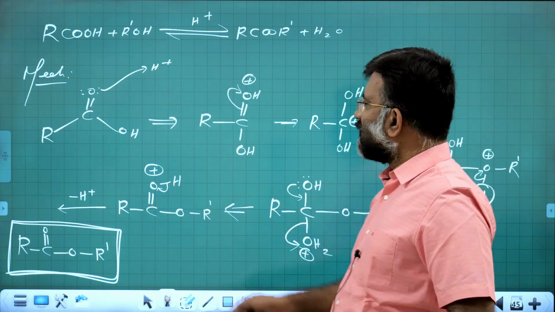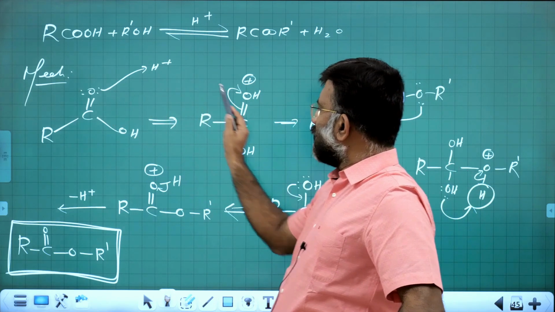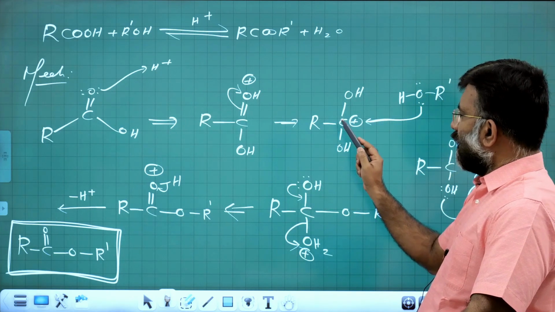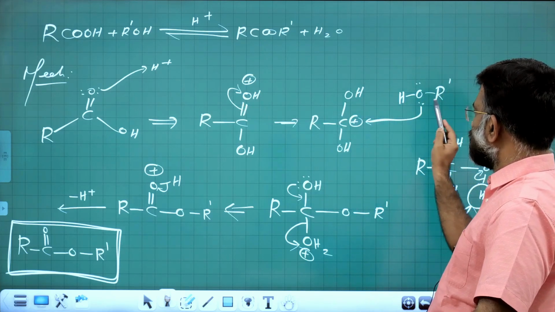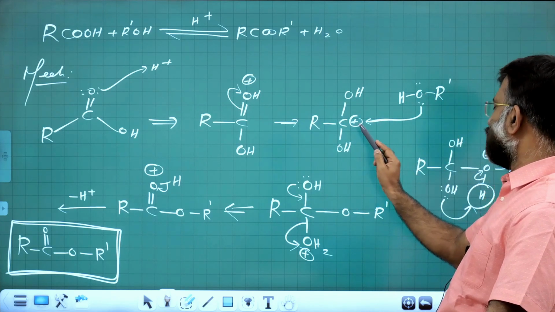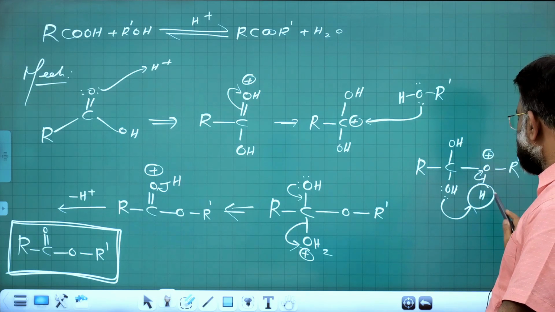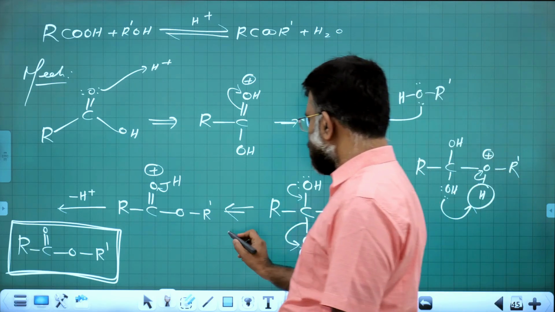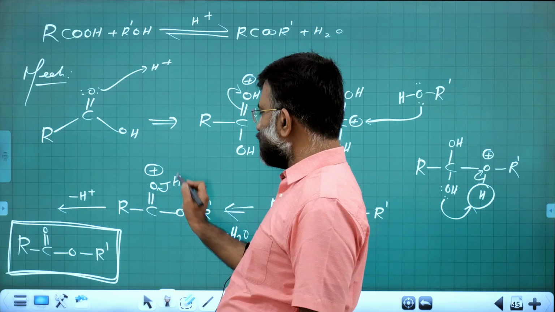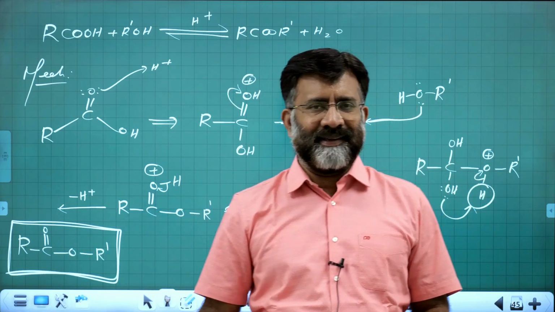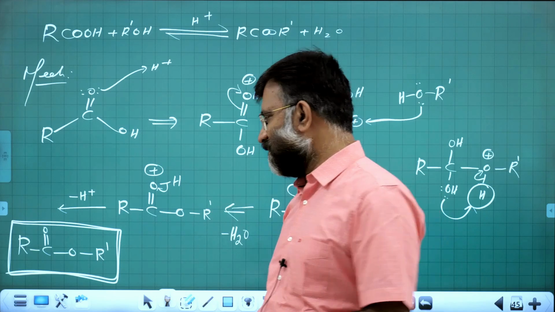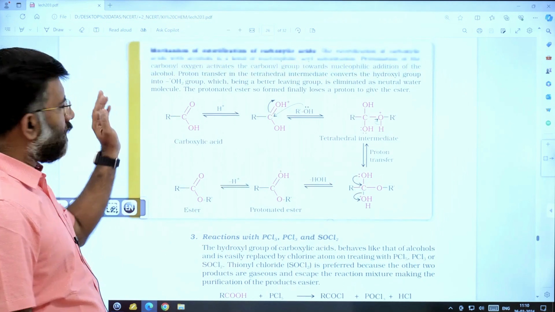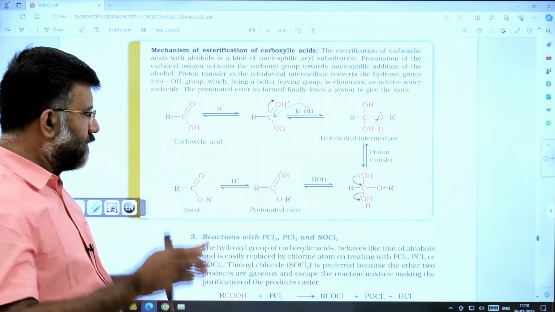I repeat: the carbonyl oxygen gets protonated, you get RC(=OH+)OH. This is polarized, and the oxygen of the alcohol makes a nucleophilic attack, and you get it like this. This H+ is captured by OH and goes out as OH2+, out as water. You get this, and after deprotonation, you get ester. That is the reaction. It may not be important for the board exam, but for competitive exams, you must practice.